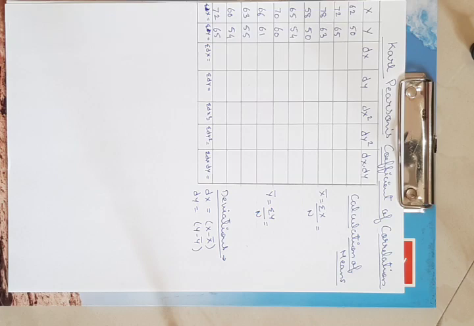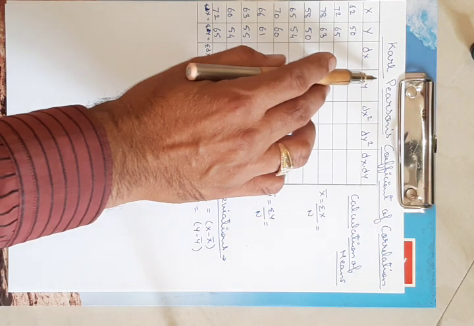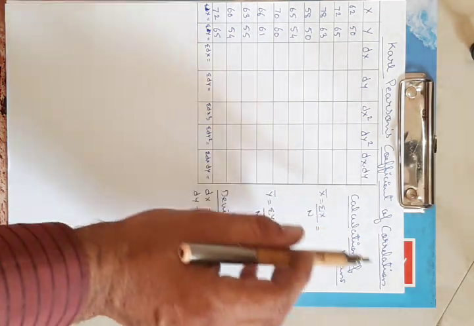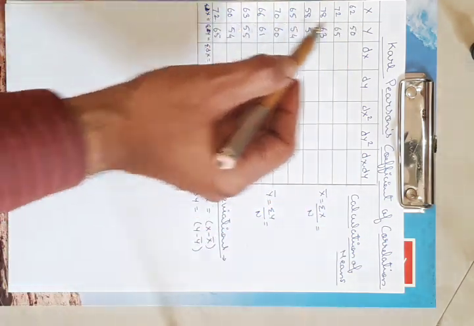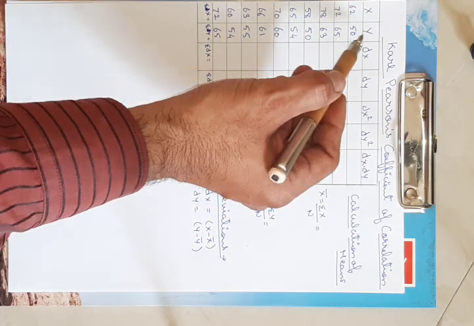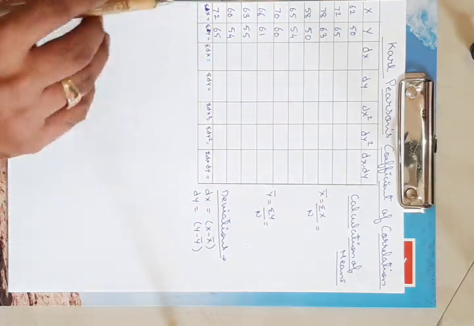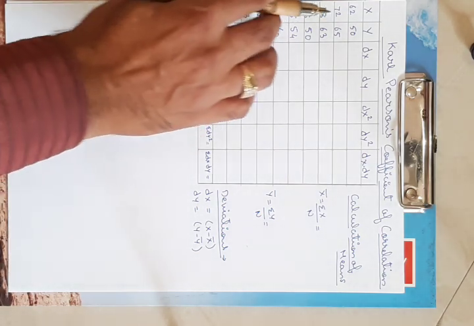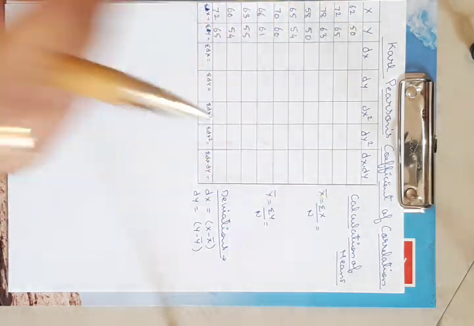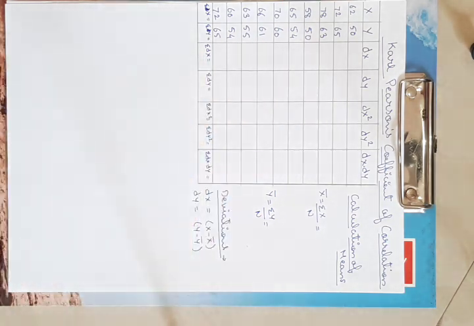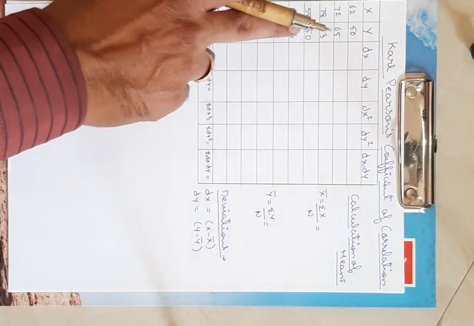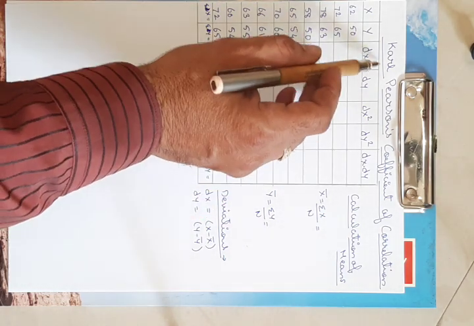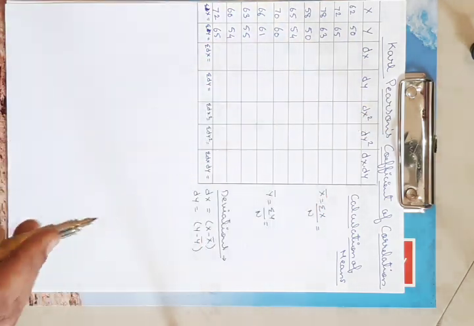Hello friends, today we are going to solve a problem on Karl Pearson coefficient of correlation. That means we have to determine the coefficient of correlation between the two given series, series X as well as series Y. We have to find out what sort of relation exists between series X and series Y, whether it is a positive correlation or a negative correlation. I mean, whether both are going in one direction or in opposite directions. So we will find out using Karl Pearson's method.